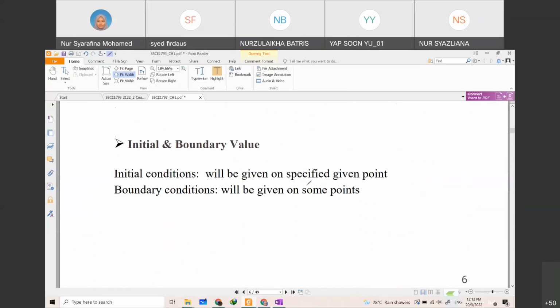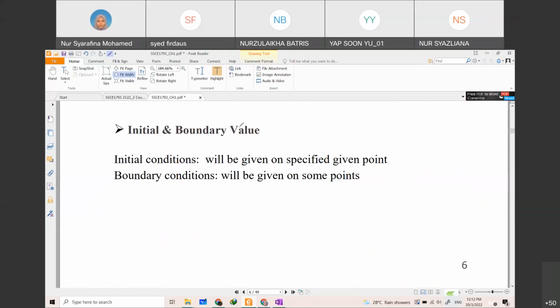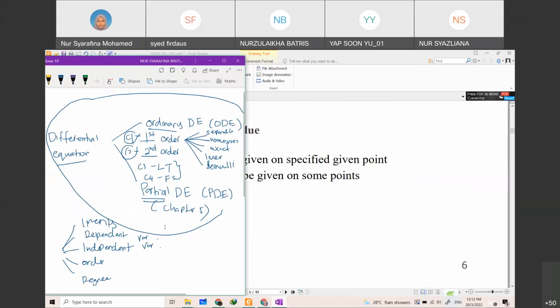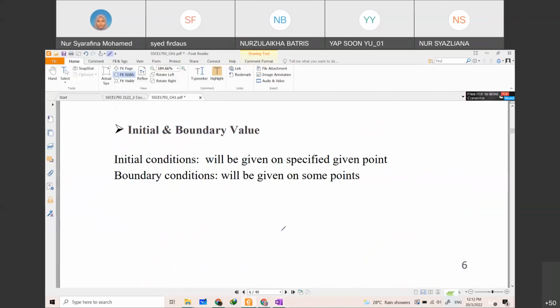Okay, so next about condition. You know that in differential equation, you have to know the dependent, independent, order, degree, linearity. Of course, in order to solve the differential equation, after you identify all of these items, you have to have the condition in order to solve it. So there are two types of condition, initial and boundary.